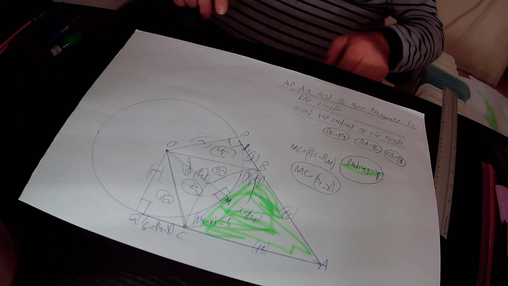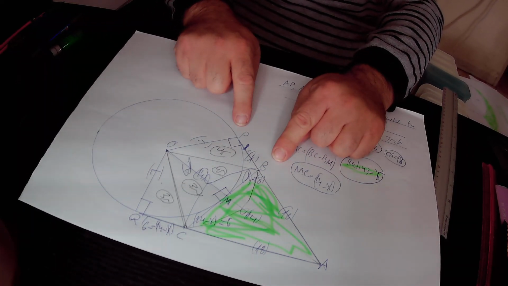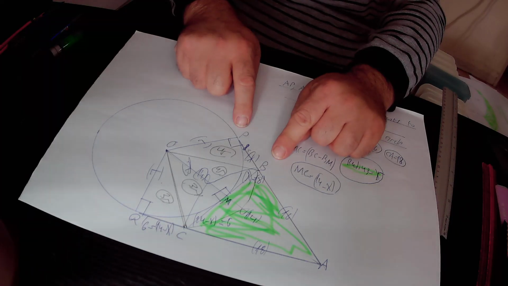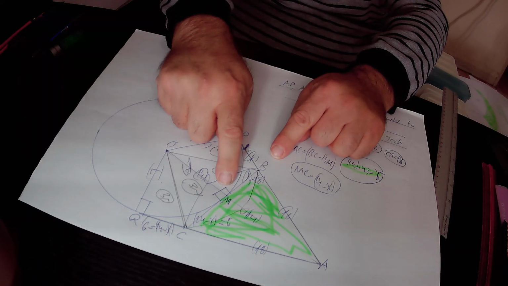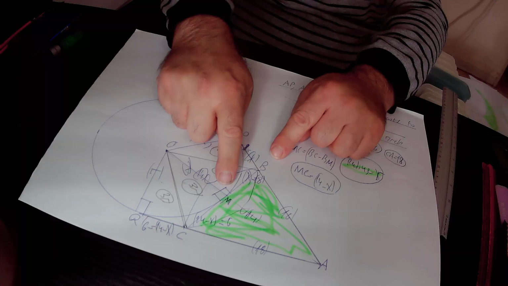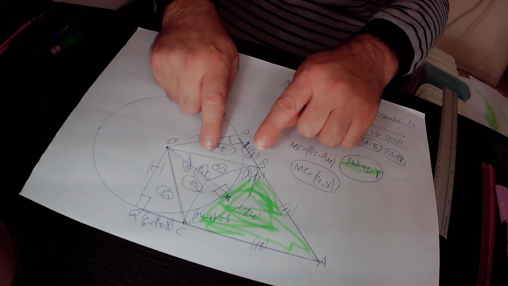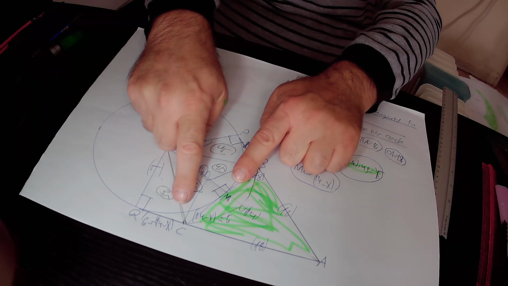This means tangent PB equals X, and X equals 8. Likewise, BM also equals X, and therefore it equals 8. And this line MC equals 14 minus X.